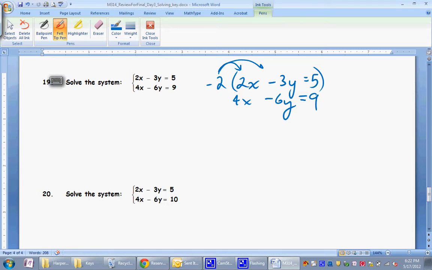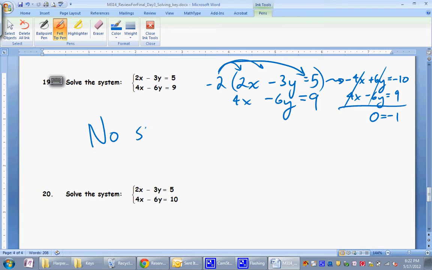I'm going to do that by multiplying the first equation, every single term, by negative 2. And that's going to give us negative 4x plus 6y equals negative 10. The second equation, I'm going to keep it the same. 4x minus 6y equals 9. And we end up getting, let's see, cancellation. Oh, 0 equals negative 1. That's a false statement. There are no solutions. If you get a false statement, there are no solutions to your system of equations.